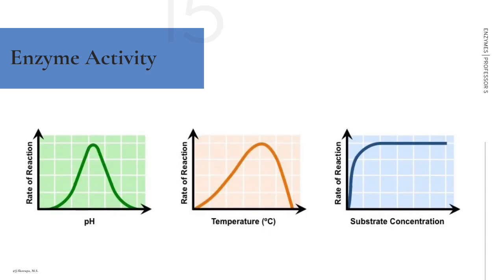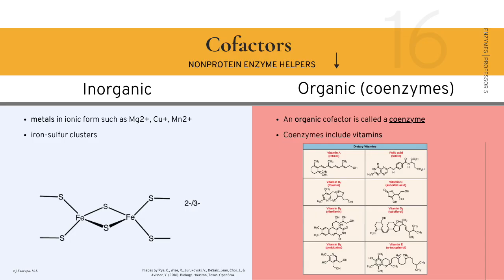So as we've just seen, pH, temperature, and substrate concentration are all factors that can affect enzyme reaction. Enzymes may also rely on helpers to perform their functions.